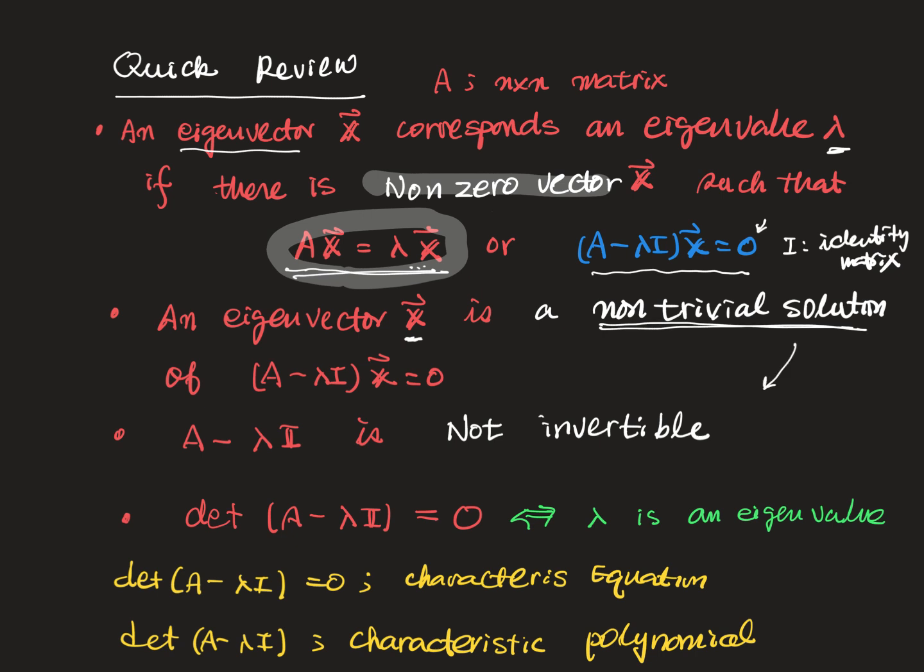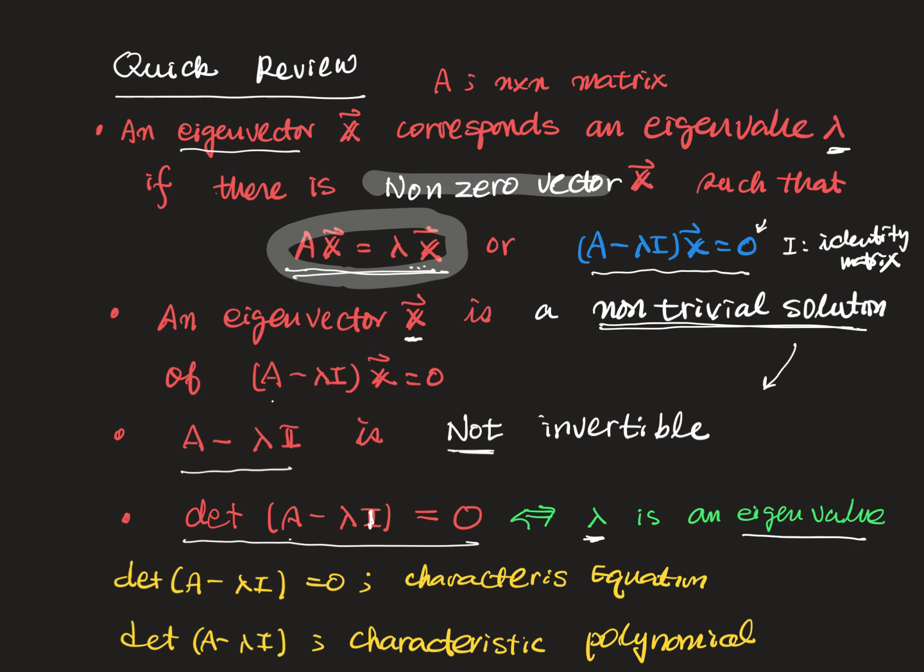Then the invertible matrix theorem says that with a non-trivial solution, this matrix is not invertible, which means it doesn't have an inverse matrix. So the determinant of A minus lambda I is going to be 0. All these statements are the same. The determinant of A minus lambda I is 0, meaning lambda is an eigenvalue. That's what we use to find an eigenvalue here, guys.